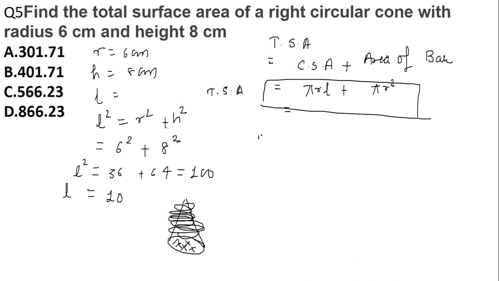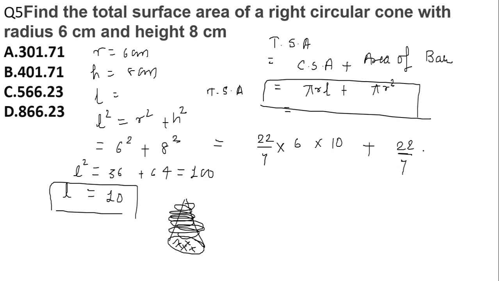So what is pi's value? 22/7 into what is the value of r here? 6, into the value of l, which is 10 centimeters. So put here 10 plus, again the value for pi is 22/7 into what is the value of r? 6 into 6. Simply you can take the common part as well, that is pi r in common, l plus r. Okay, we can take it that way also.